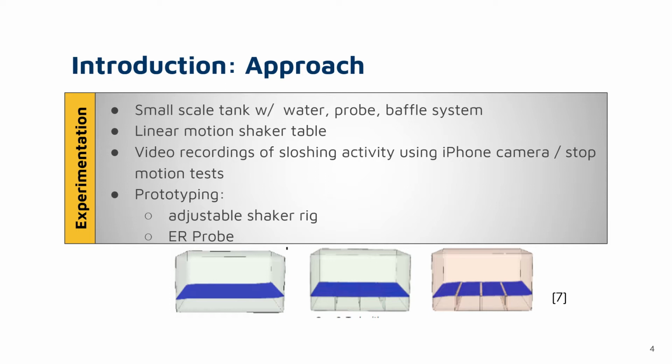The first being a new shaker rig that allowed for testing of various amplitudes and frequencies. This would be a cheaper option than a shaker table. The second being the electroresistivity probe, which would allow for dominant fluid analysis and comparisons to software data.